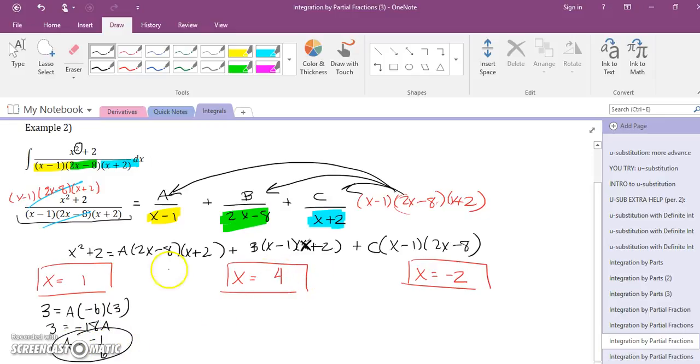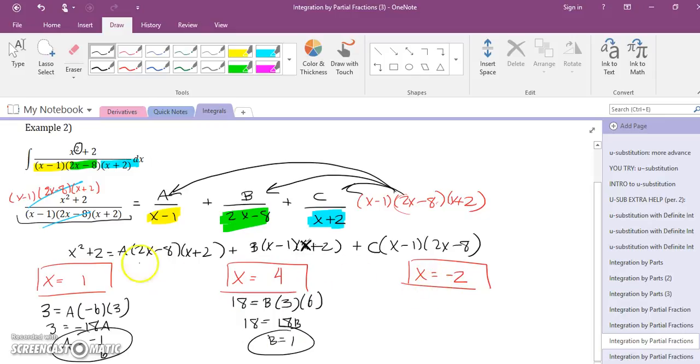All right, now use 4. 4 squared plus 2 is 18. And then I'm going to plug 4 in here. This zeroes out. I'm going to plug 4 in here. This does not zero out. 4 minus 1 is 3. 4 plus 2 is 6. So I have 18 equals 18b. B is 1. That one's nice.